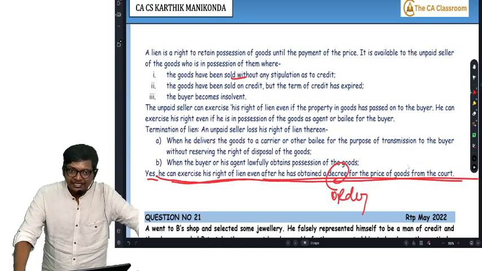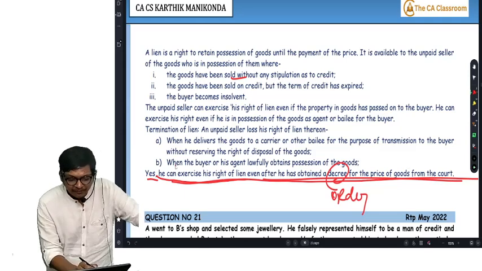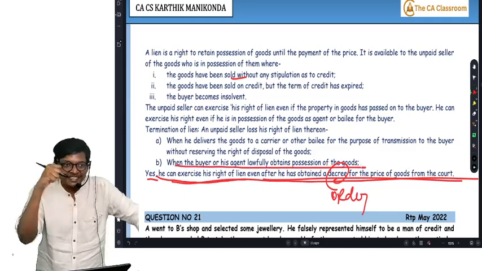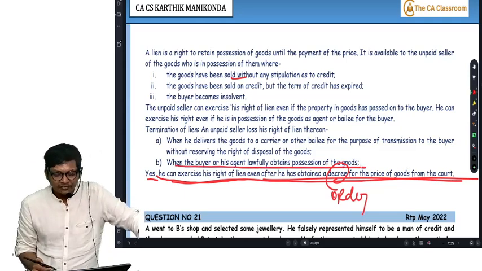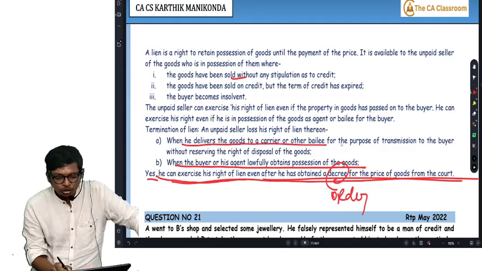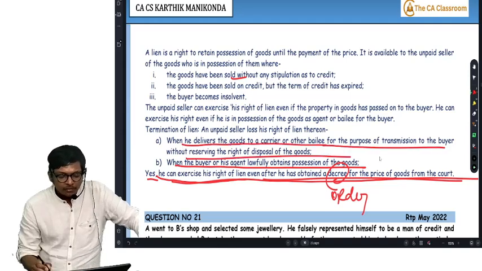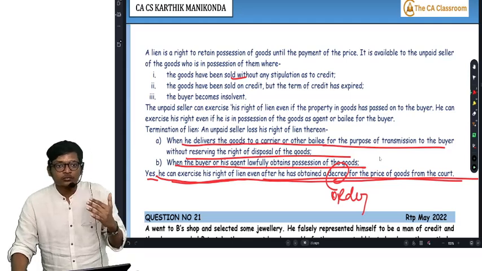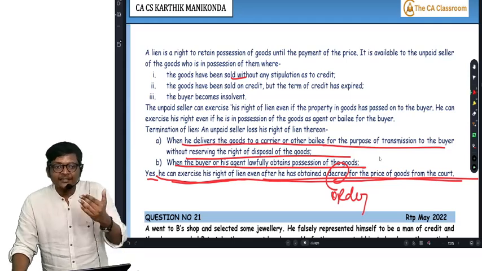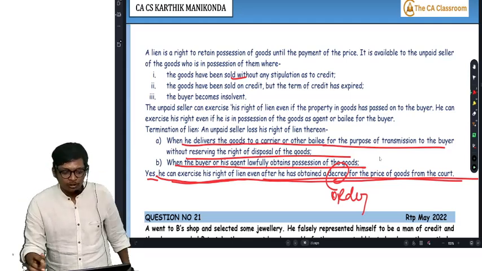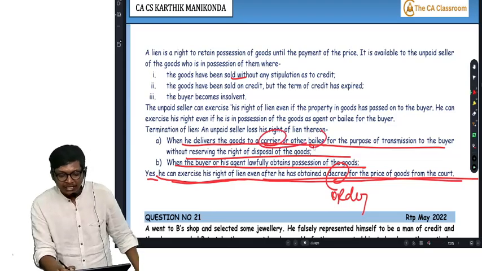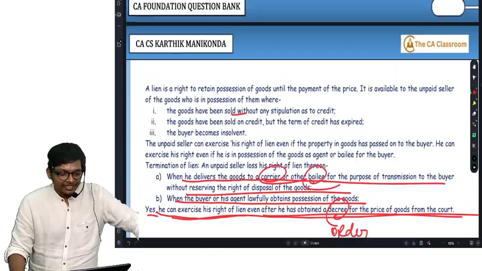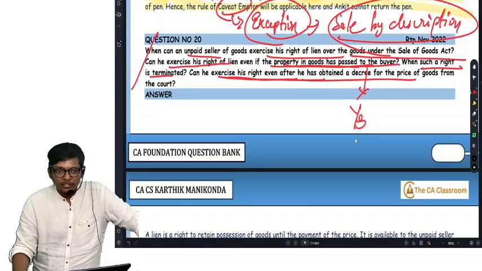Are you understanding, guys? You will lose the right when the buyer obtains possession, when Mubin has taken the cover, then you can't take it from him, or when the seller delivers the goods to a carrier or some other bailee without reserving right of disposal. Say I gave it to Dunzo or Swiggy for delivery. No, I can't go grab it from him because I gave it to a carrier or other bailee without reserving right of disposal. Are you following, guys?